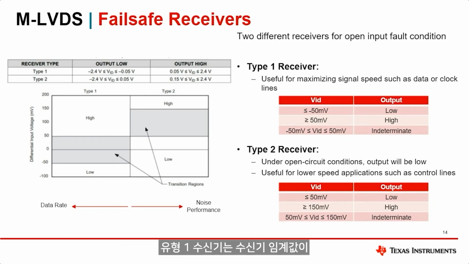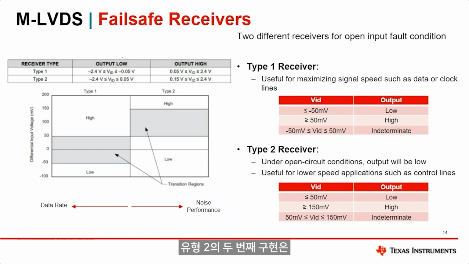The type 1 receivers are very similar to that of LVDS, where your receiver thresholds are centered around 0. Type 2 receivers, on the other hand, raise the receiver threshold voltages by 100 millivolts. So in the instance that your multi-point network does not have a signal being actively driven, your receiver won't be in an indeterminate state and will be in a known logic low output. This will make your system much more robust using a type 2 receiver.